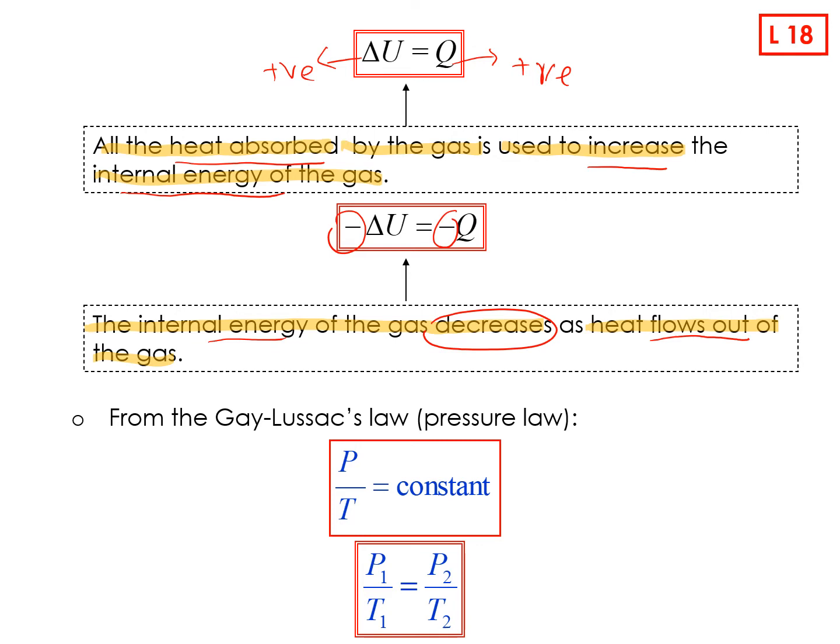Next, we can also relate the isochoric or isovolumetric process with Gay-Lussac's law, or the pressure law. In the pressure law, the volume is constant, isn't it? So pressure against temperature will be equal to a constant, and we can deduce the equation for pressure and temperature as P1 over T1 equals P2 over T2.